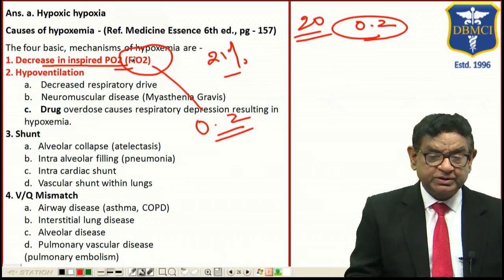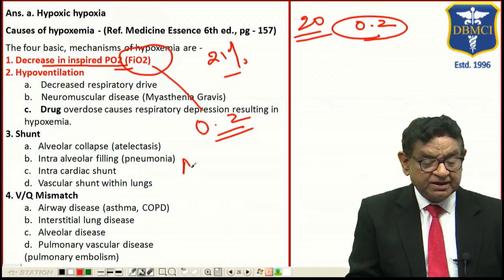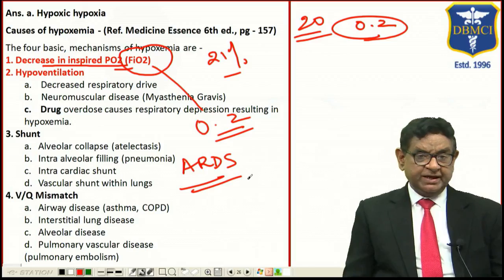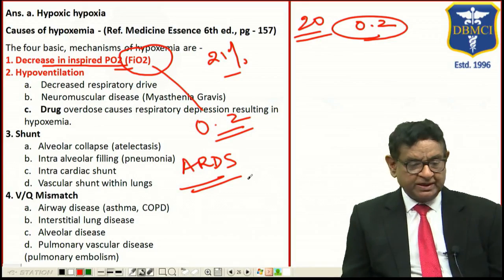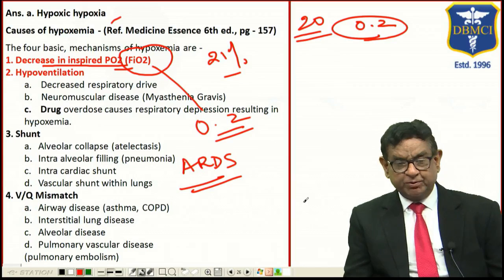And of course, one more thing, if severe smoke inhalation occurs, that can induce ARDS, acute respiratory distress syndrome. That carries a very high mortality. So that's why in smoke inhalation, hypoxic hypoxia occurs.